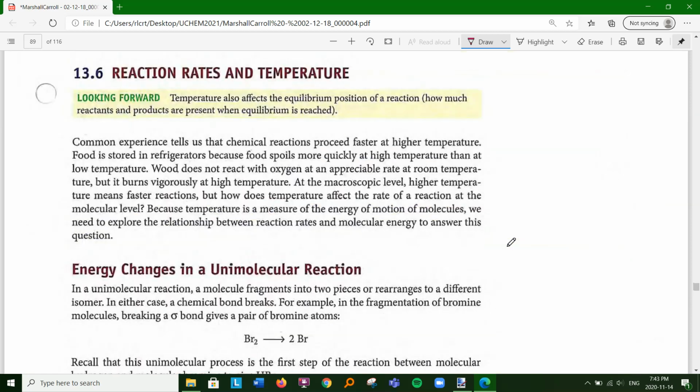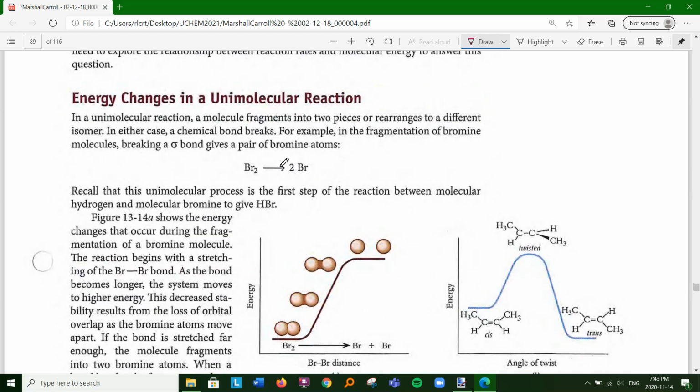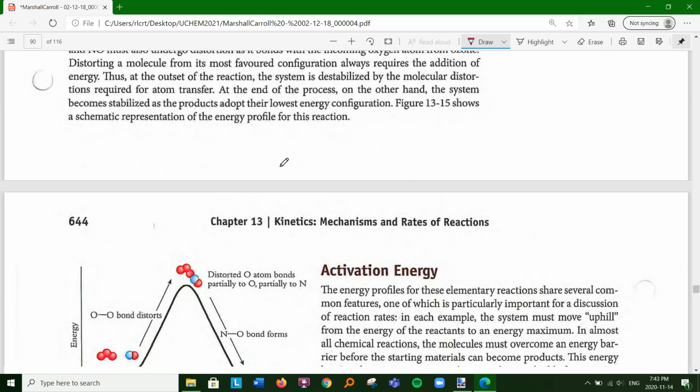Okay, so now let's jump ahead to 13.6, reaction rates and temperature. Okay, let's get to the right page here. Page 643. Temperature also affects the equilibrium position of a reaction. Yeah, we know that. That's Le Chatelier's principle. We're going to get to that. So, as you can imagine, the greater the temperature, the faster a reaction happens. And this is just a bunch of information.